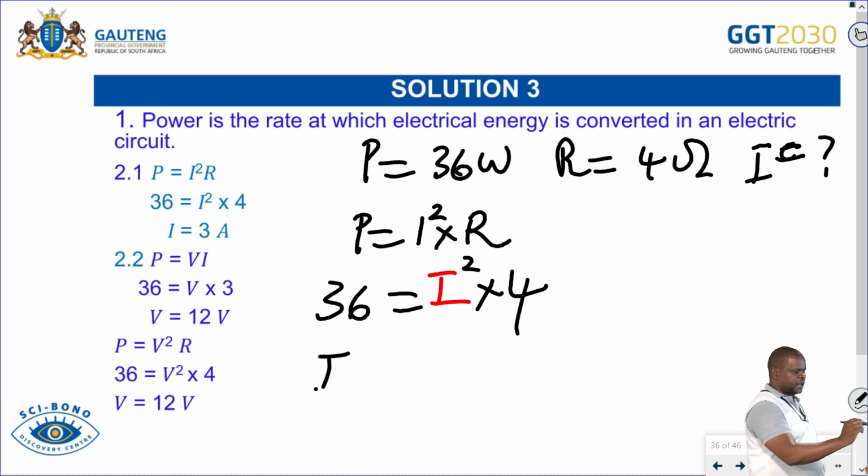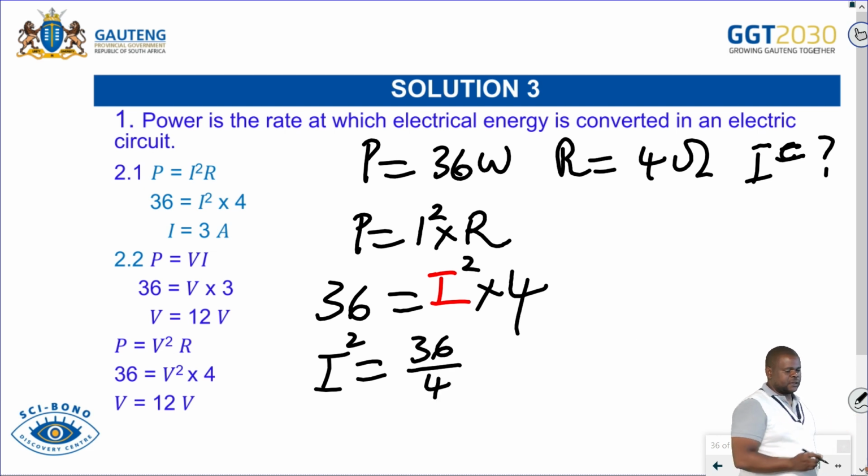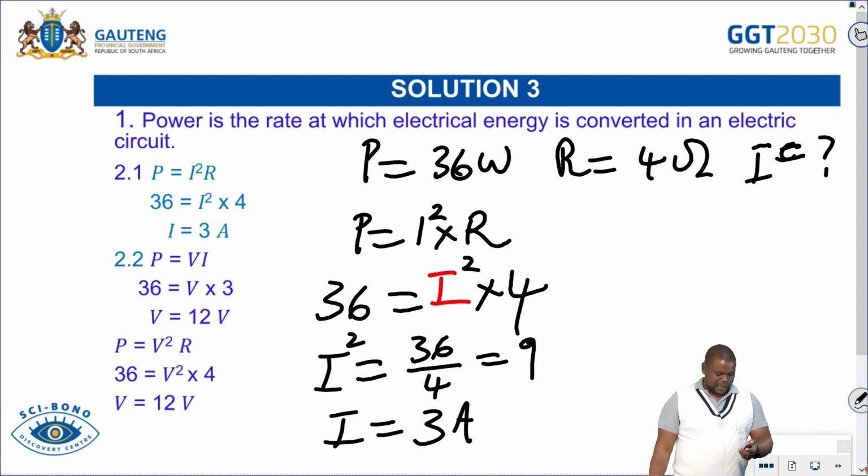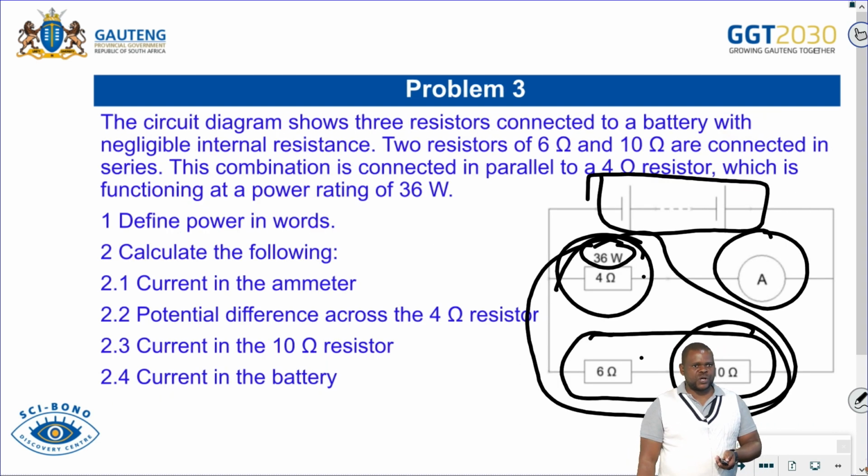Now, current squared is equal to what? 36 divided by 4. How much is 36 divided by 4? It gives us 9. Then current will be equal to 3 ampere. Are we together, grade 11s? Yes. And then number 2. Let's go back to the questions.